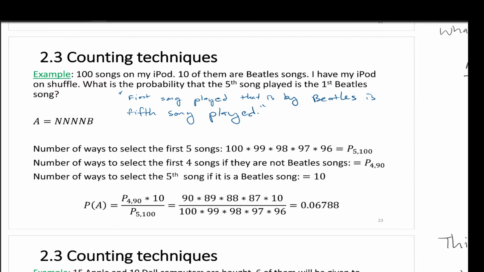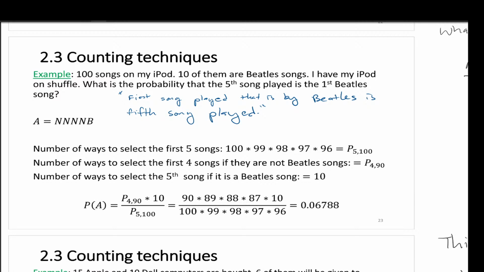All right, so the number of ways to select the first 5 songs is 100 times 99 times 98 times 97 times 96, because I have 5 songs. The first song could be any of the 100 songs, the second one could be any of the remaining 99, etc. So that's just 100 permute 5. Then the number of ways to select the first 4 songs if they're not Beatles songs is 90 permute 4, because I've taken out 10, since 10 of the songs are Beatles songs and I don't want those to show up in my first 4 slots.